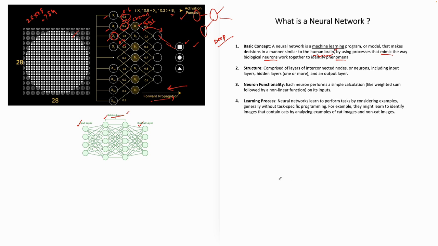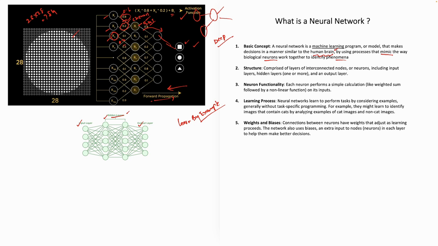Neural networks learn to perform tasks by considering examples. So we say it is learning by example. And this is what humans do as well. They learn by example, right? You see different things, and based on that, you are able to identify whether it's a cat or a dog. Same way the neural networks are learning from this. And as I said, the connections between the neurons have weights. So this 0.8 is a weight, right? That adjusts as the learning proceeds. So as I told you, if your answer is not correct or not accurate, the neural network can readjust your weights, right?